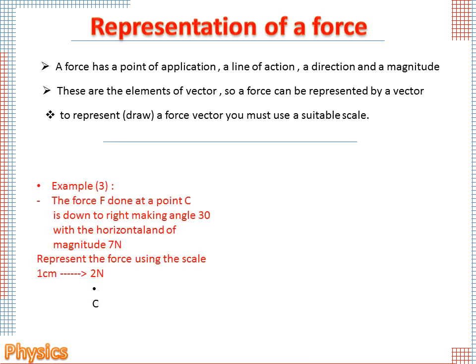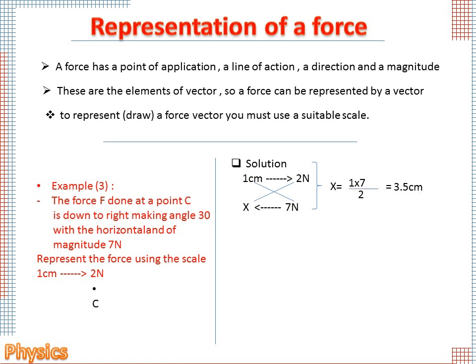Example number 3. The force F done at point C is down to right, making angle 30 degrees with the horizontal and of magnitude 7 Newton. Represent the force using the scale 1 centimeter represents 2 Newton. To represent the force, we have to use the scale in order to find the value of the force in centimeter. Using the scale, 1 centimeter represents 2 Newton. The magnitude of the force, which is 7 Newton, by how much will be represented? To find the value, x equals 1 times 7 divided by 2, which is equal to 3.5 centimeter.